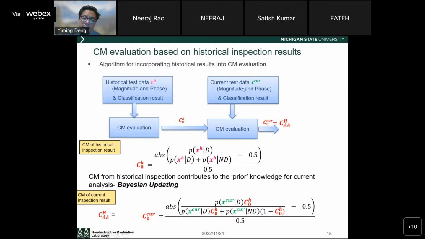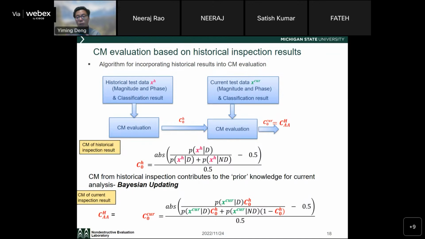Then when you have current testing data coming in, as I just mentioned, the posterior here becomes your prior probability. Instead of having 0.5, 0.5, 0.5 everywhere to start with, now you can have a different probability for defect and non-defect. Does this make sense? So my prior probability has now been updated using the previous posterior probability. And this is Bayesian updating. By doing that, I can have my C0 current.